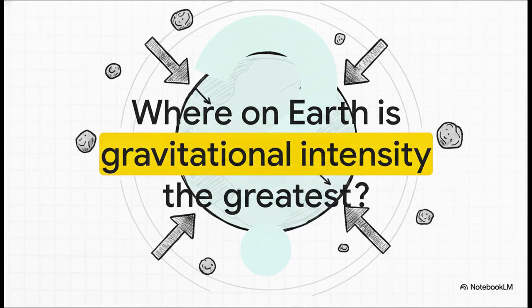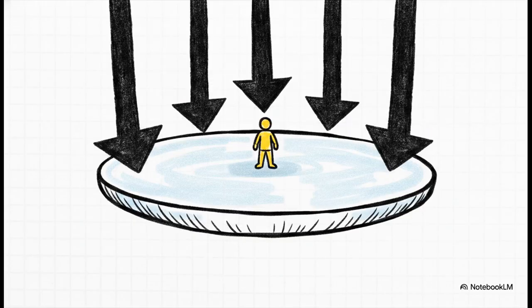Quick quiz 2. At which location on the Earth's surface is gravitational field intensity generally greatest? Remember what we said about the slightly squashed shape of our planet? The answer is the poles. Because the Earth is slightly flattened out at the top and bottom, standing at the poles means you are physically closer to the exact center of the planet, and a shorter distance means a stronger gravitational intensity.